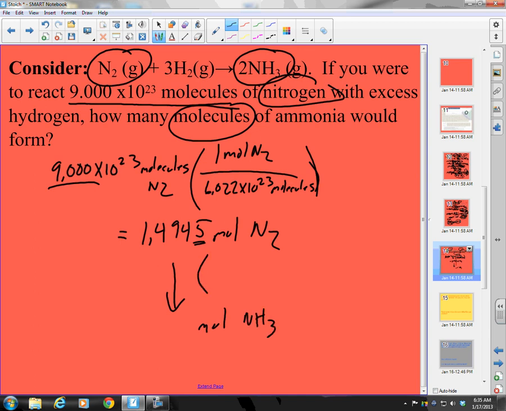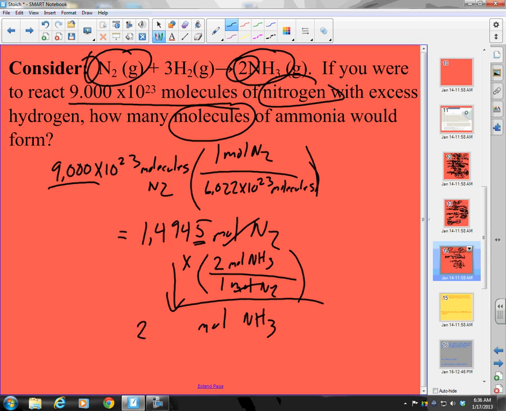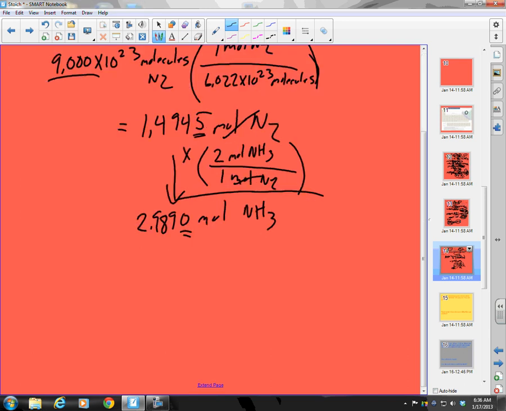How do I go from moles of N2 to moles of NH3? Well, I'm going to multiply by a mole ratio. What's going to go on top? NH3. So I'm going to multiply 2 moles of NH3 per what? 1 mole of nitrogen. My moles of nitrogen cancel. And what do I get? Times 2 divided by 1. And I get 2.9890 moles of ammonia.